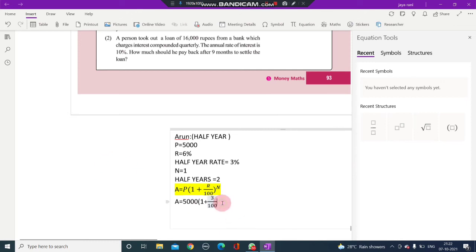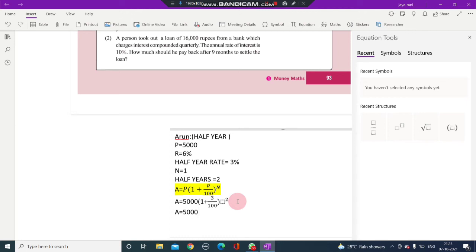Then next, what is n here? Here 2 half years are there. So we can use n as 2, raised to 2. So we need to calculate this only, that is 5000 into 1 plus 3 by 100 the whole square. Now, as we did in the last problems, we are going to calculate this.